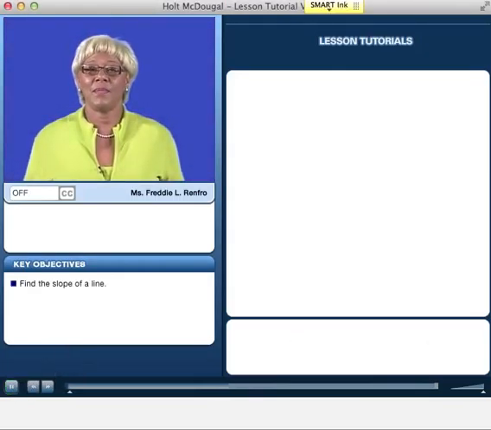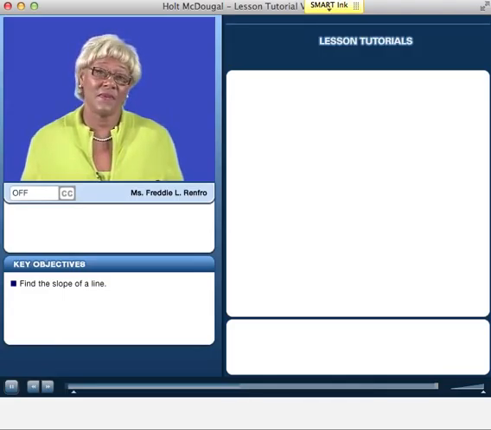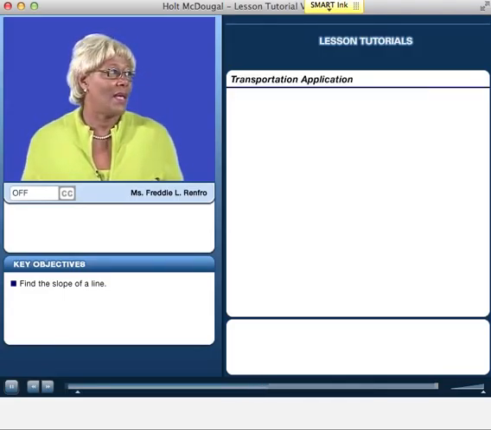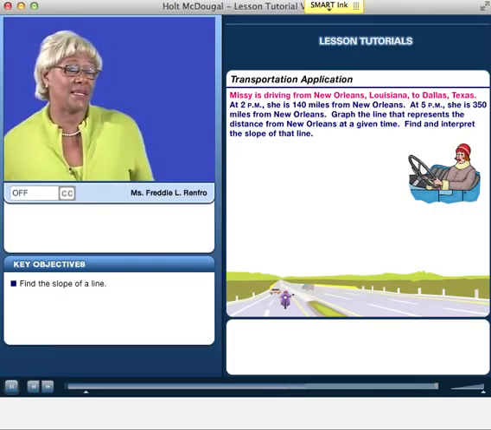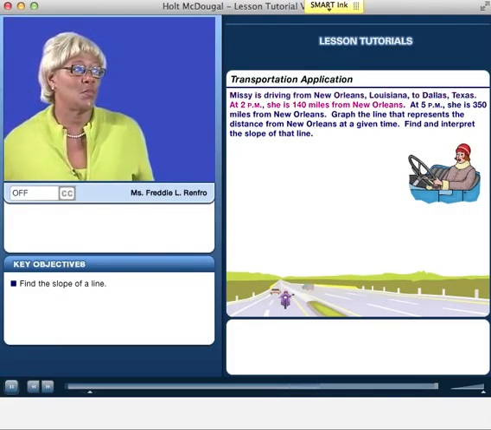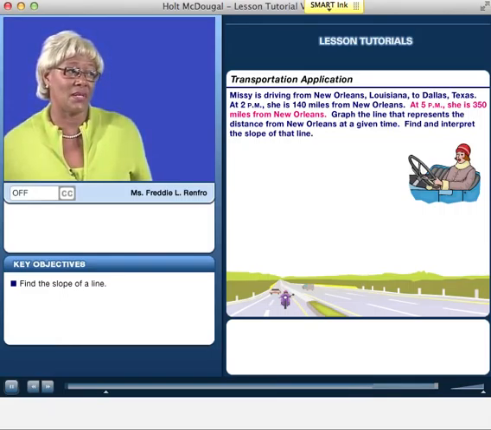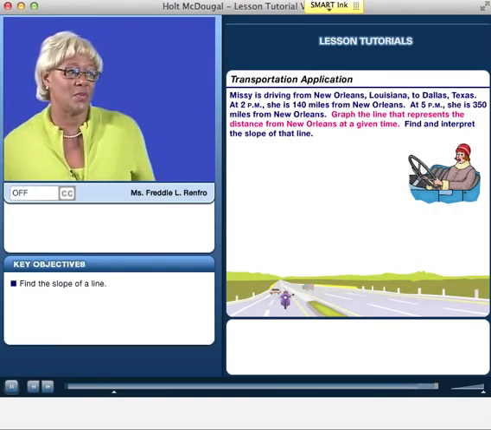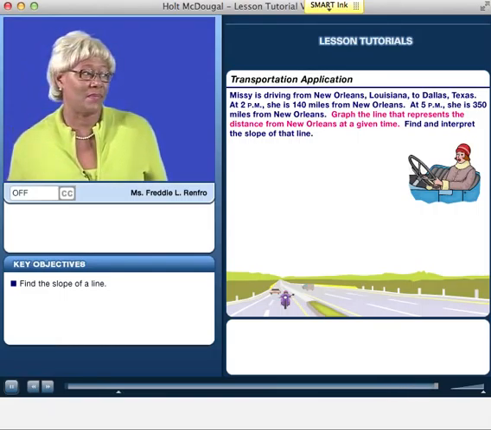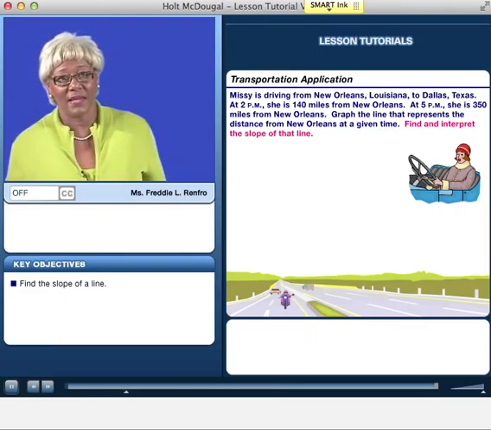Let's take a look at an application problem that involves finding slope. Missy is driving from New Orleans, Louisiana to Dallas, Texas. At 2 p.m., she is 140 miles from New Orleans. At 5 p.m., she is 350 miles from New Orleans. We're to graph the line that represents the distance from New Orleans at a given time, and then find and interpret the slope of that line.